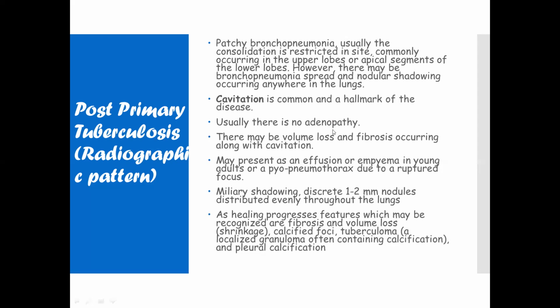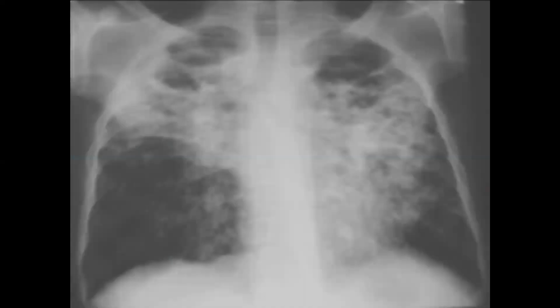There may be volume loss and fibrosis occurring along with cavitation, and it may present as an effusion or empyema in young adults, or pneumothorax due to a ruptured focus. Miliary shadowing is basically discrete 1 to 2 millimeter nodules distributed evenly throughout the lungs. Then you also need to take notice that as healing progresses, features which may be recognized are fibrosis and volume loss, shrinkage, maybe calcified foci, tuberculoma, which is a localized granuloma often containing calcification, and pleural calcification.